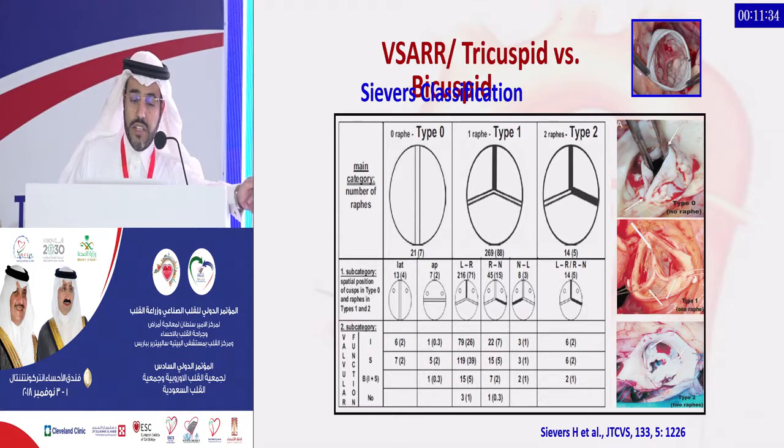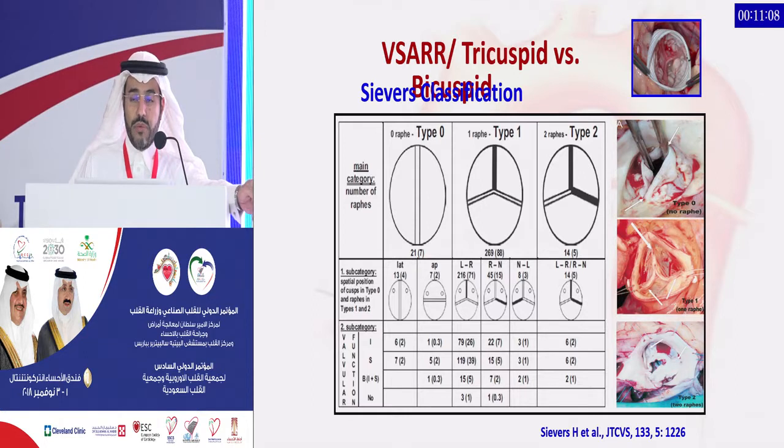So if you look at the Sievers classification for the bicuspid aortic valve, there's type 0, type 1, and type 2. In type 0, there will be no confusion with tricuspid valve because we have two equal leaflets, and they're really balanced. But the confusion comes when you have type 1 or type 2, and you have to have a very good cardiologist to look at the echo and do a transesophageal echo and make sure that this is really a bicuspid valve. And the commonest type is type 1, representing more than 85% of bicuspid valves.